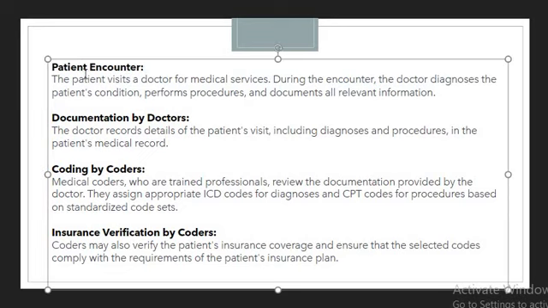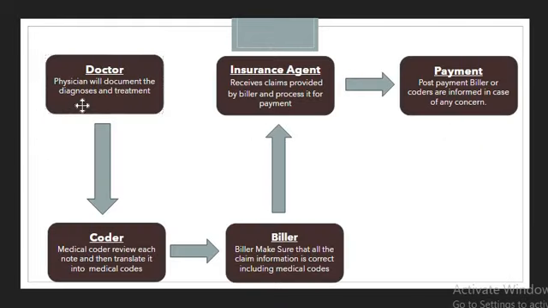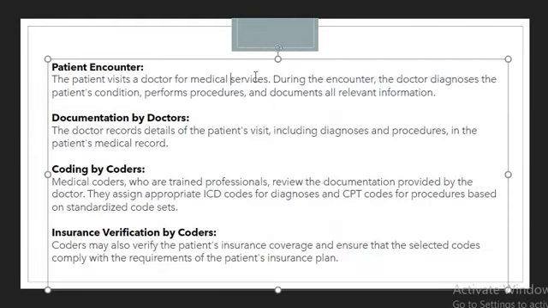So you can see the first point is patient encounter. What is written here? The patient visits a doctor for medical service. During the encounter, the doctor diagnoses the patient's condition, performs procedures, and documents all relevant information. As we saw, the doctor will examine the patient's condition, perform procedures and document all the relevant information. Then documentation by doctors. Although we can merge these two points, just to show you, the doctor records details of the patient visit, including diagnosis and procedures, in the patient medical record. So he will document all this into the patient medical record.